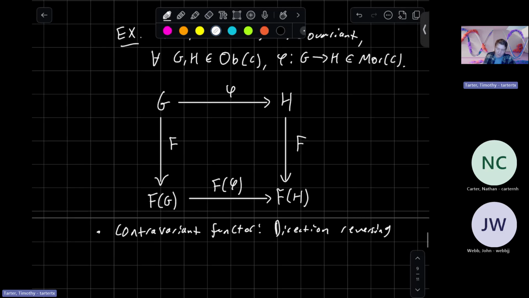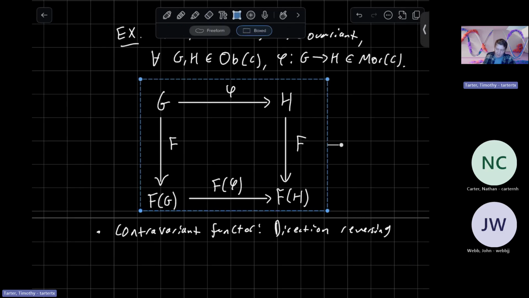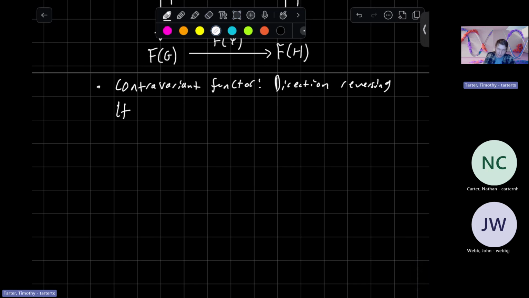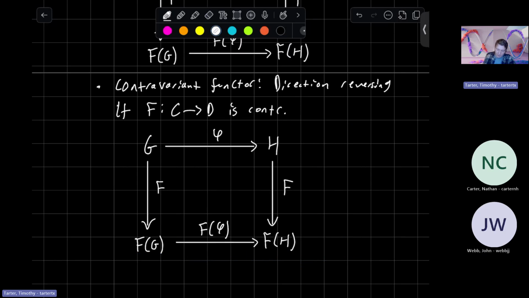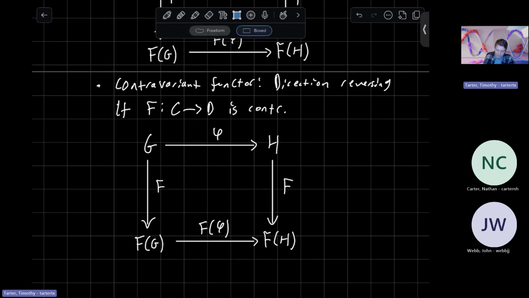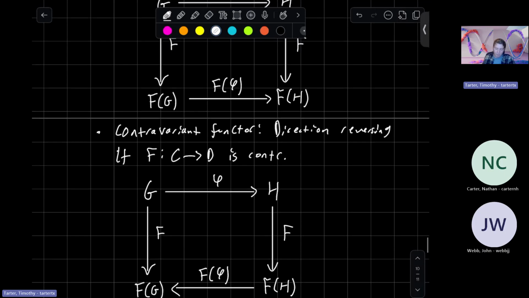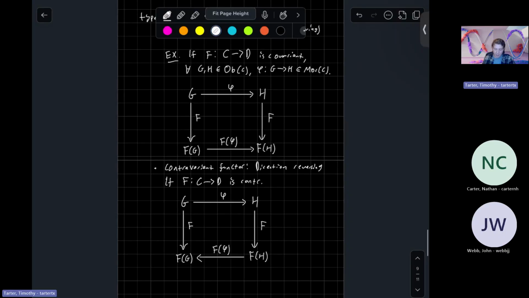So the idea is if we take the same commutative diagram, but we say f from C to D is contravariant, then the only thing that's going to change is the direction of the f of phi arrow, and it'll be going from f of H to f of G. So this is what we mean when we say co and contravariant.